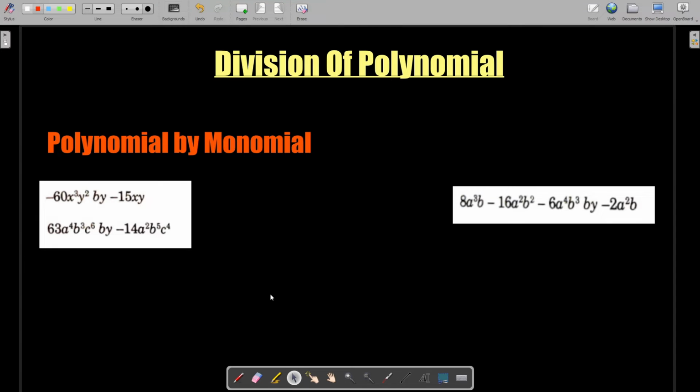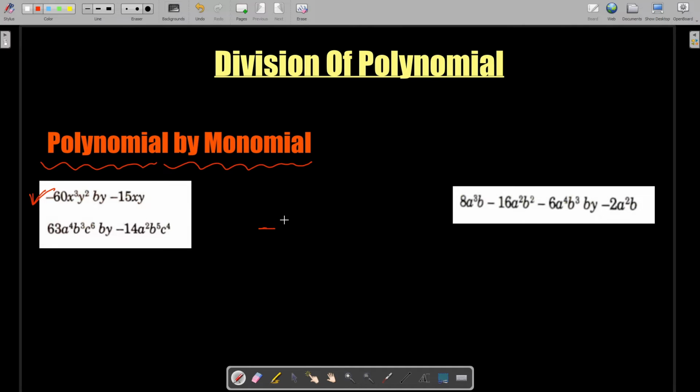Okay students, today we will continue where we left. So last class we learned how to multiply different polynomials. Today we will learn how to divide polynomials. So the first thing we'll do is we'll see division of a polynomial by a monomial. So let's take the first example.